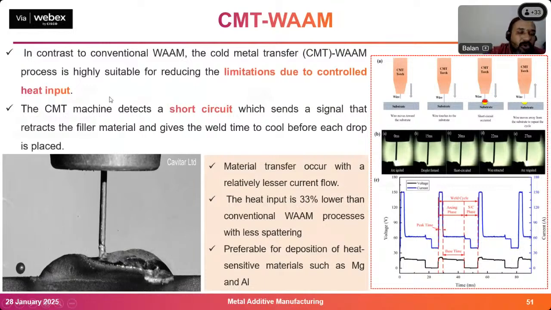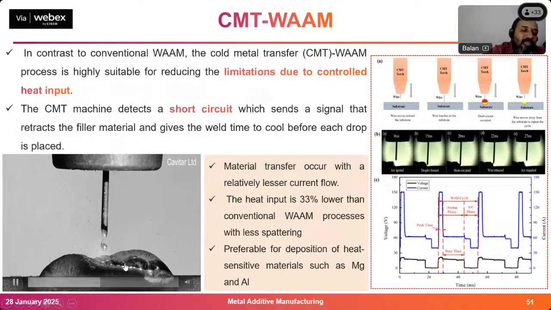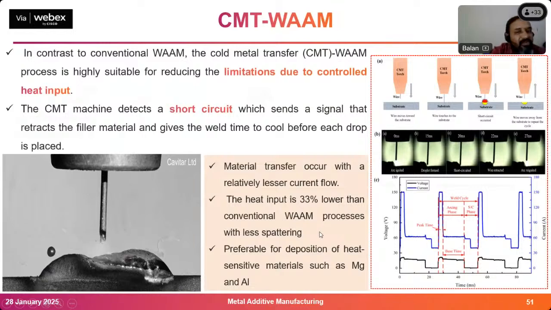Because of this oscillation, the amount of heat input in this area is very less. So this is called cold metal. Don't think cold metal means there won't be any temperature. Temperature will be there, but when compared with conventional TIG or MIG, the temperature at the interface zone will be very less. So this is called cold metal transfer. If you use cold metal transfer, what is an advantage? The advantage of cold metal transfer is 33 percent lower heat than conventional WAAM.